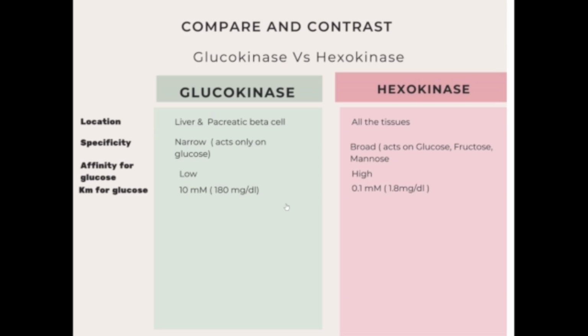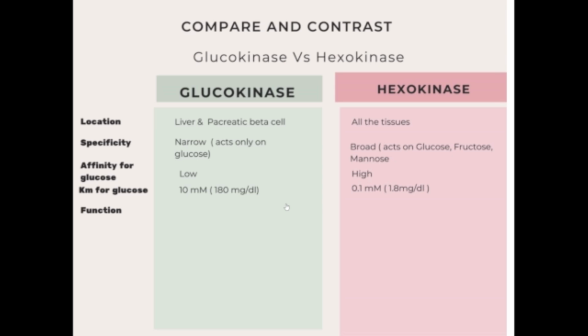It is around 10 millimolar, while hexokinase has a high affinity for the glucose, so it will bind with the glucose even at low concentration. So the Km value is low, because Km is the substrate concentration at half maximum velocity. In case of glucokinase, we require a higher substrate concentration to reach the half maximum velocity. That's why Km of glucokinase for glucose is very high, while Km of hexokinase for the glucose is very low, with an inverse relation to the affinity for the glucose.